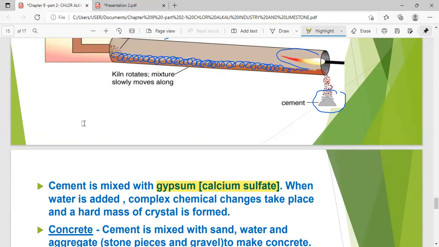For the benefit of everyone, I will show you a video on the making of cement. You can see it's a very detailed process, but I want you to observe the kiln and also the color of cement, gypsum, and so on.